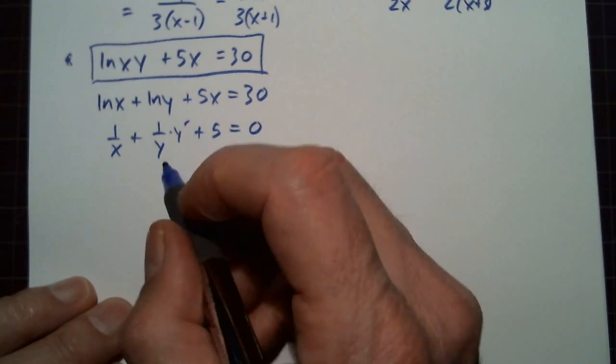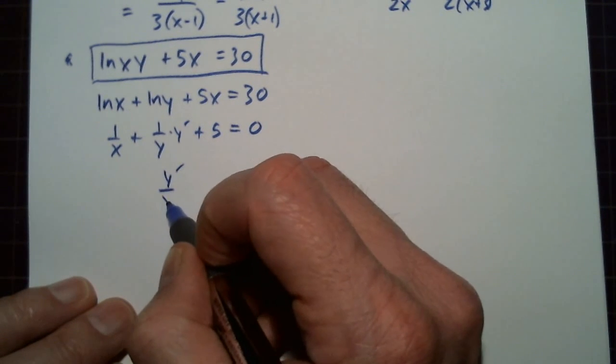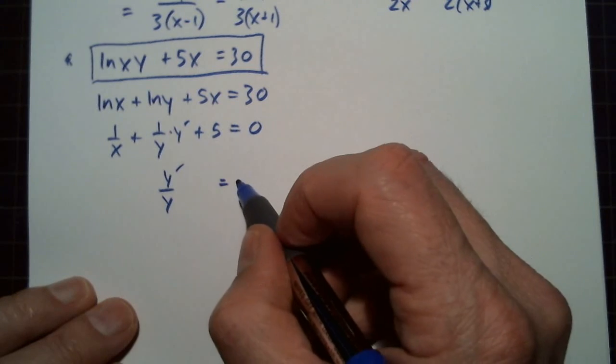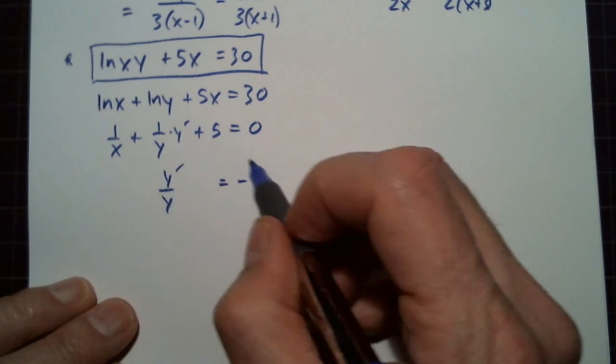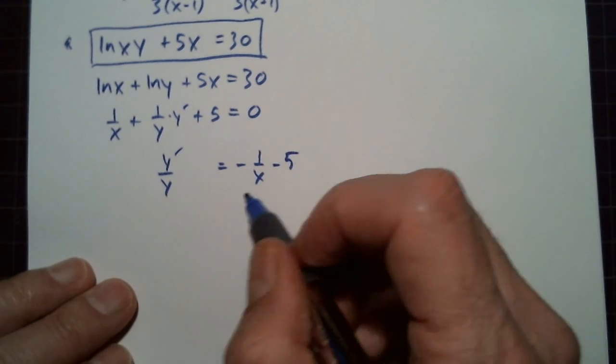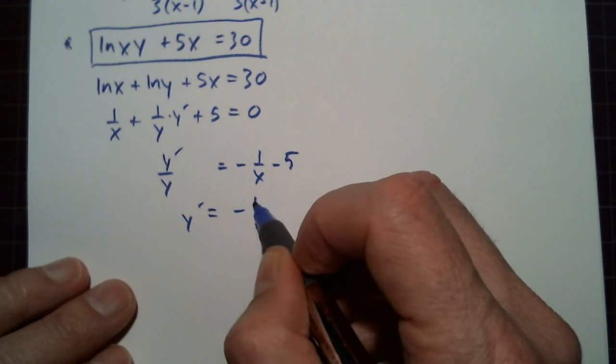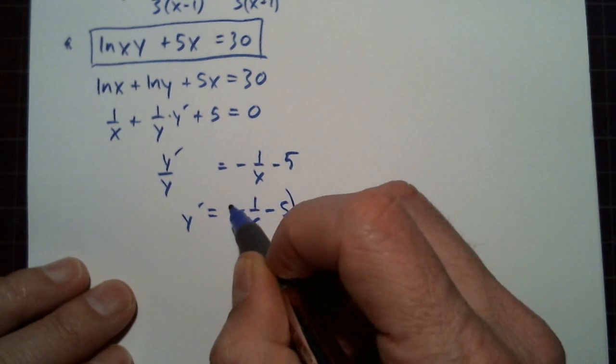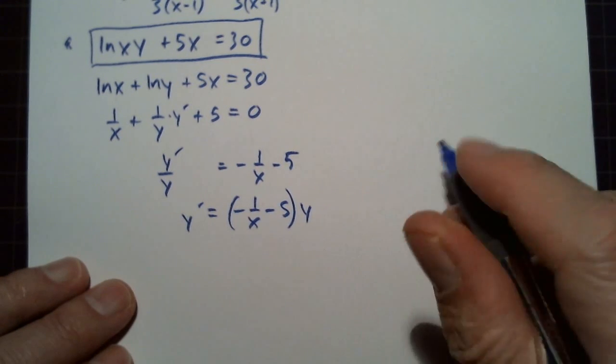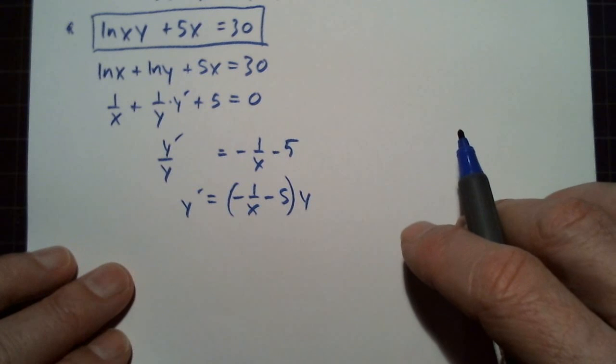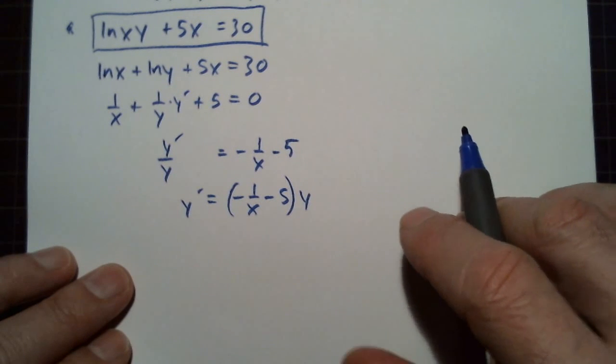And now we have to get that isolated. So we're going to go minus 1 over x and minus 5. Let's multiply by y. Then substitute for... No, we'll just leave it like that.